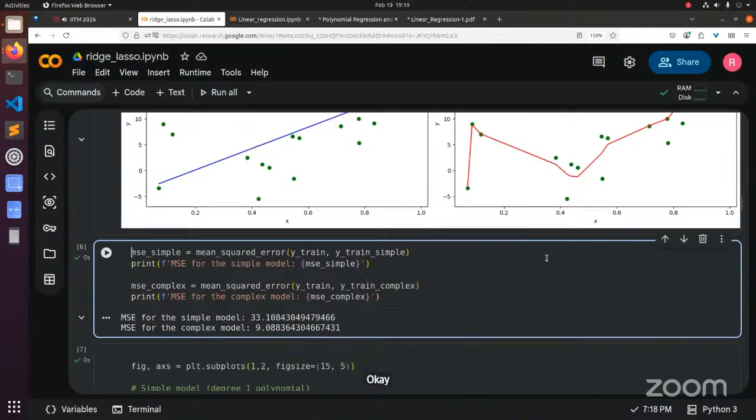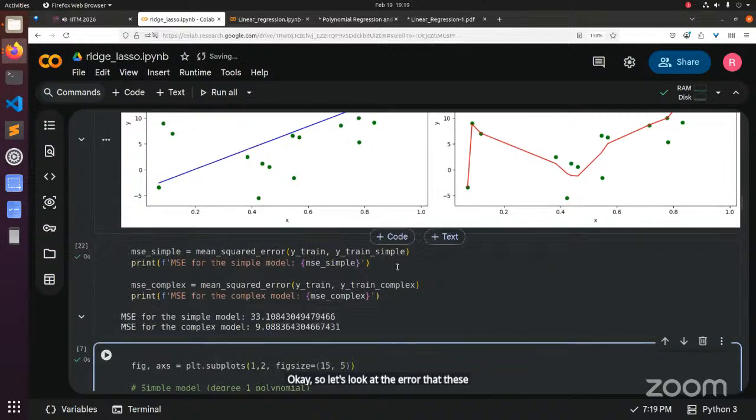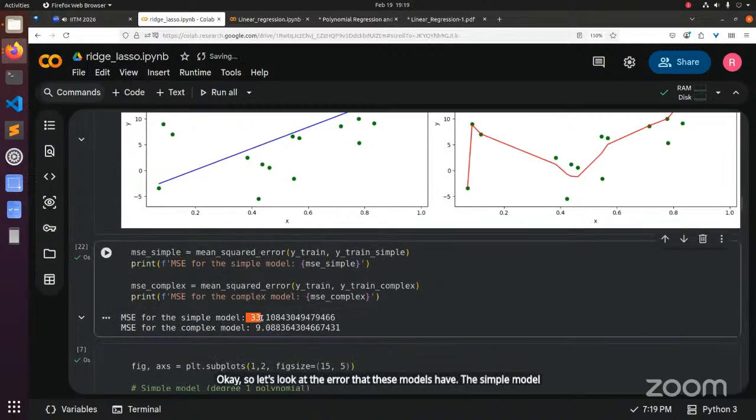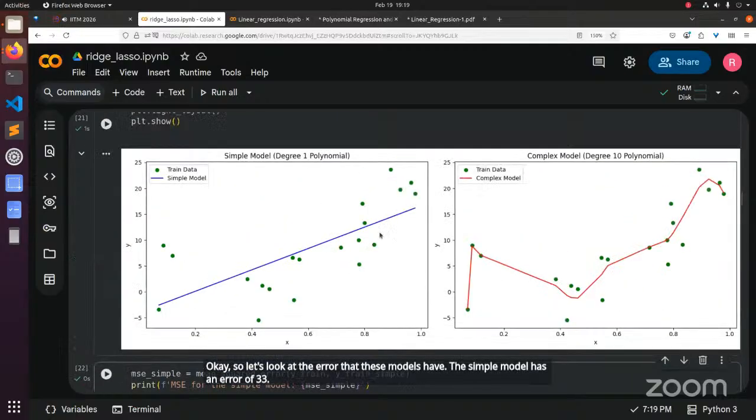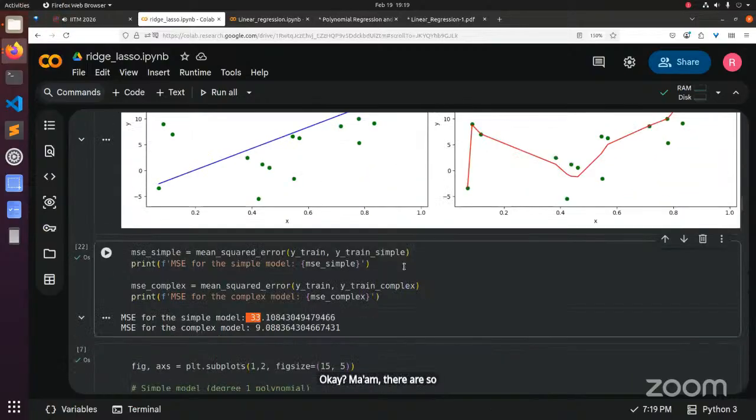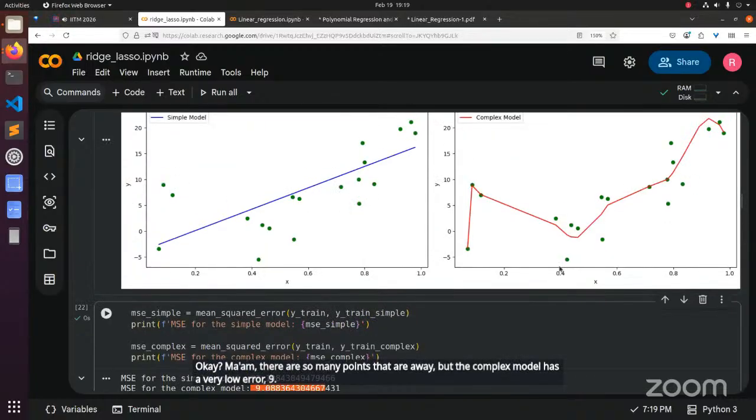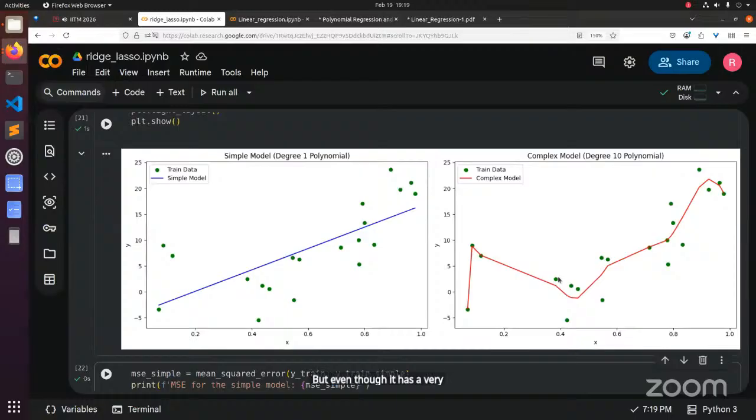Okay, so let's look at the error that these models have. The simple model has an error of 33. There are so many points that are away, but the complex model has a very low error, 9. But even though it has a very low error, it does not explain your data set properly.